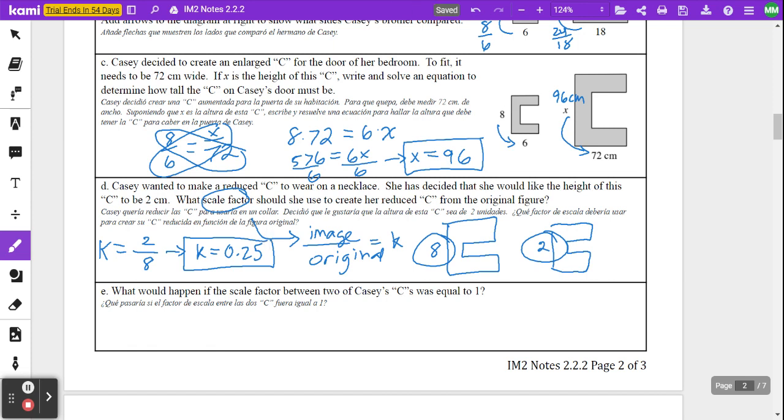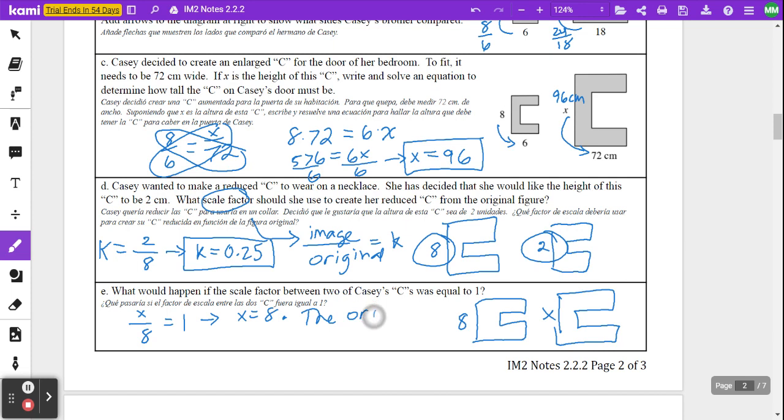All right, what would happen if the scale factor between the two C's was equal to 1? Well, let's solve for it. If I started with 8 and I knew my scale factor was 1, then I would have x over 8 equals 1. X would equal 8, but that would mean x didn't change. So if the scale factor were equal to 1, then we would have two congruent shapes because both the side lengths and the angles would be congruent.